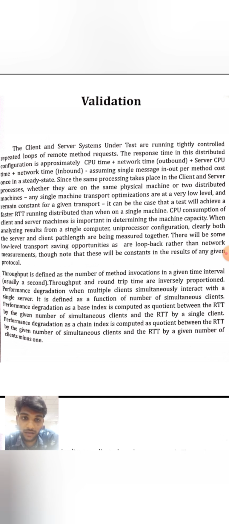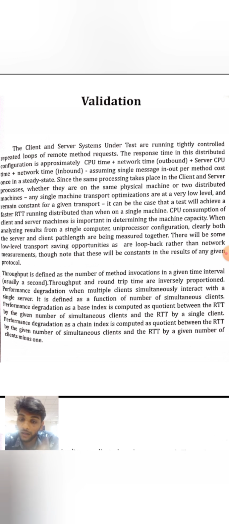It can be the case that the fastest RTT is achieved running distributed rather than on a single machine. CPU consumption of the client and the server machine is important in determining the machine capacity. When analyzing results from the single computer, uniprocessing configuration, clearly both the server and the client path lengths are being measured together. There will be some low-level transparent sharing opportunities, as they are loopback rather than network measurements. Take note that these will be constants in the results of any given protocols.